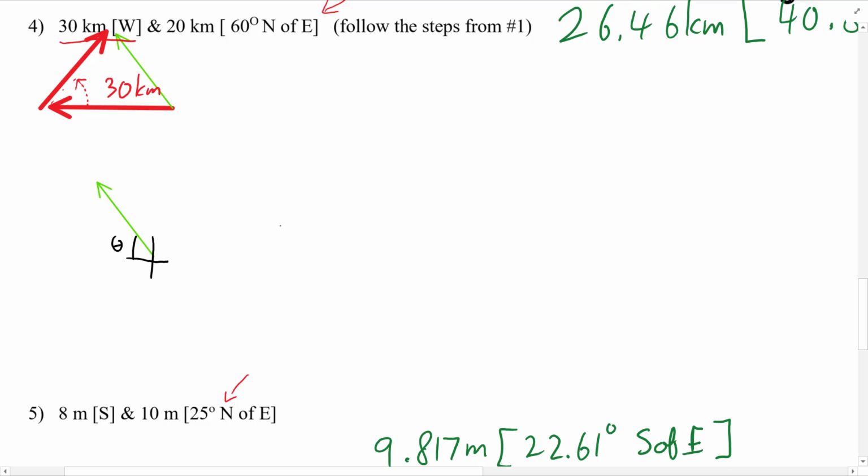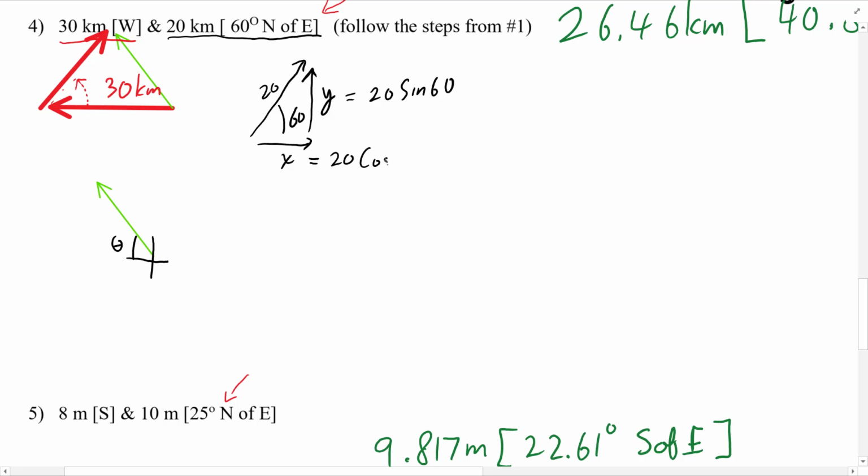green vector is. But to do so, we have to break up that 20 kilometers at 60 degrees north of east vector into its components. So it's 20 kilometers, 60 degrees. We want to find out its y component and its x component. So the y component, this length is 20. The y component will be 20 sine 60. And its x component will be 20 cosine 60.